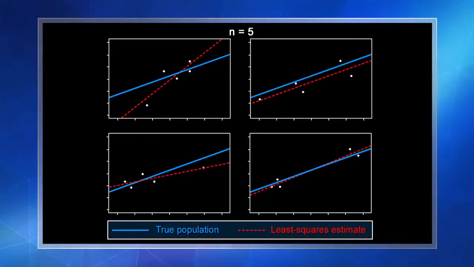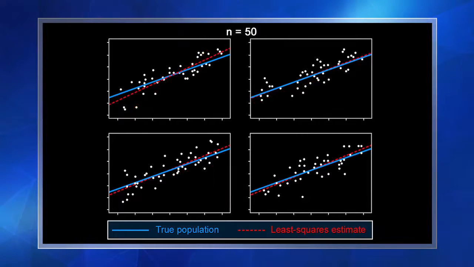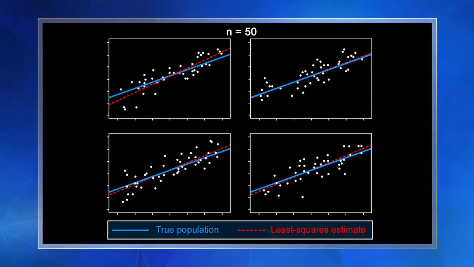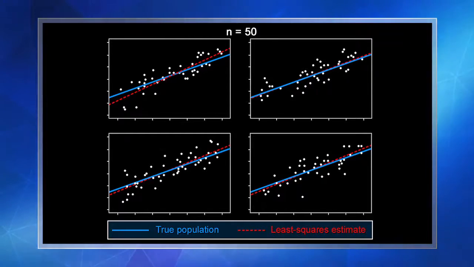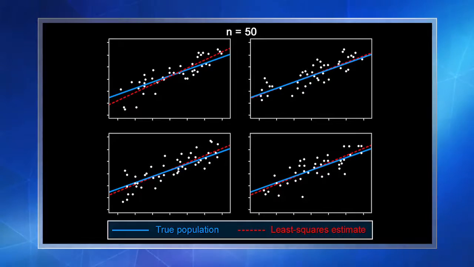On the other hand, what if we use 50 data points? We sample that from the population. Notice the difference in our regression line fits here. So even though there's variability in the sample, because we have a larger number of points, we're able to more accurately estimate the true population slope.